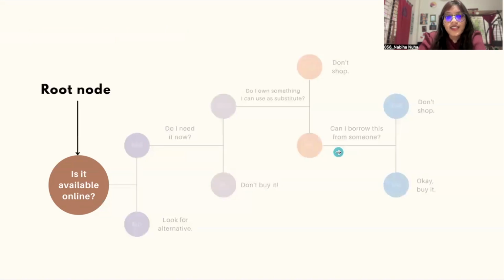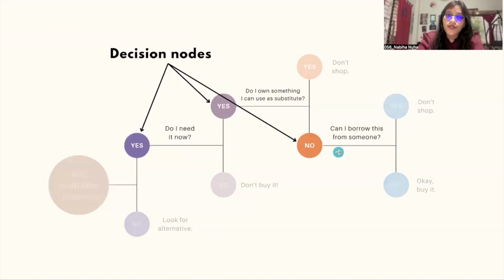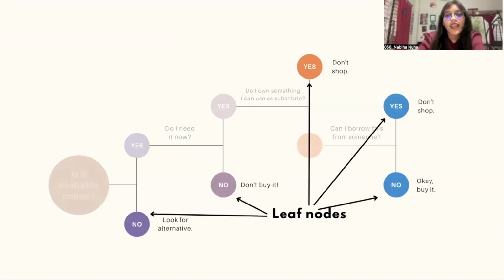And just like a tree, the DT starts at the root node, which is the first node that best splits the data. It branches into decision nodes, which ask a question or apply a condition on features, and ends on leaf nodes where no further splits are possible. The preceding nodes are called parent nodes, and the ones that follow are child nodes.